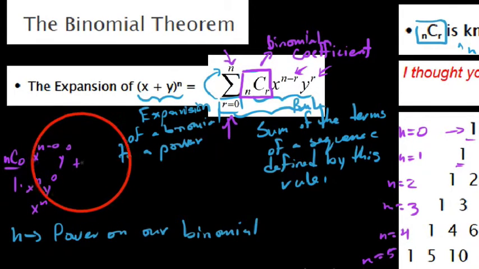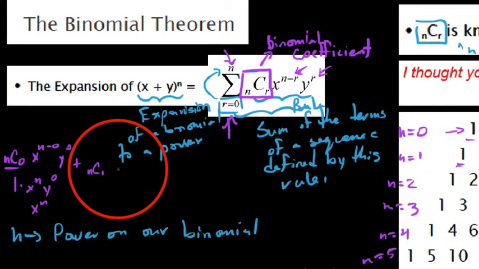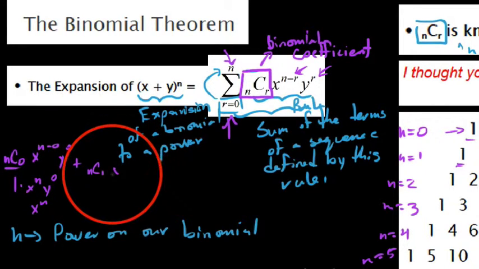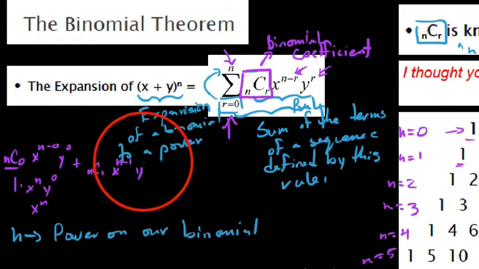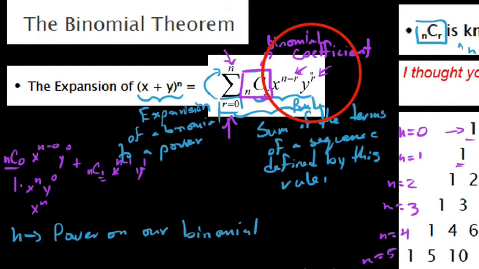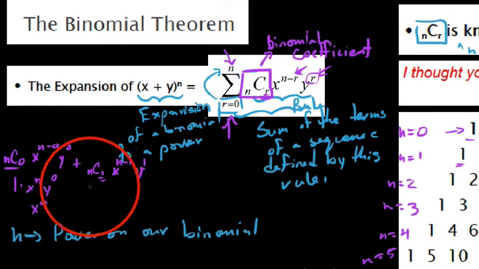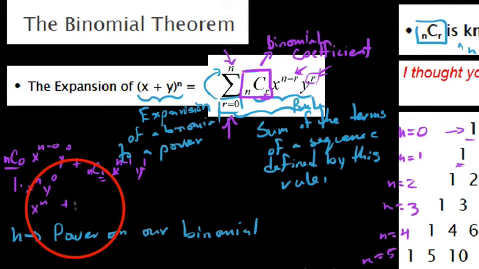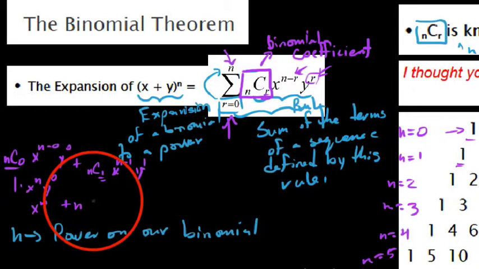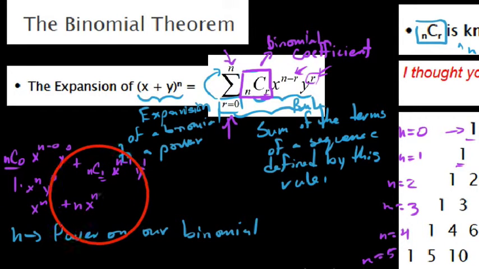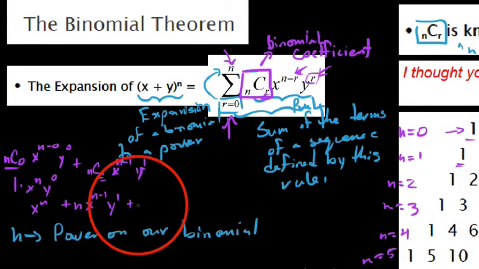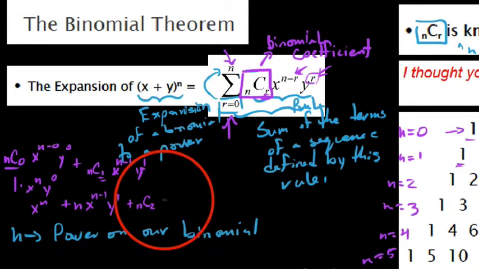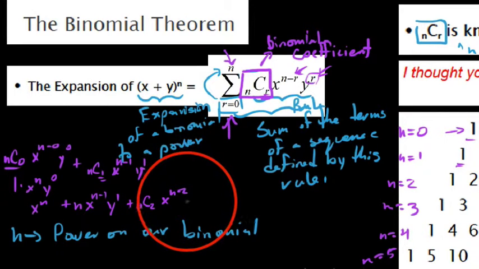So our next term in the expansion would be n choose 1. In terms of our variables, we'd have x to the n minus 1, y to the 1, because our r value now is 1 that we're plugging in. We get n choose 1, which is n, x to the n minus 1, y to the 1. You can see how as this pattern keeps going, we're going to get n choose 2, x to the n minus 2, y to the 2.